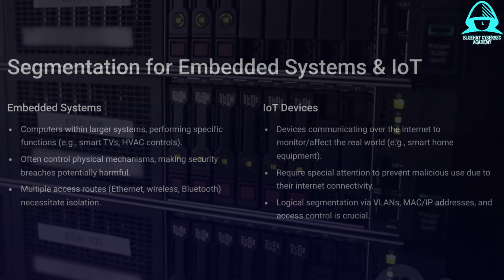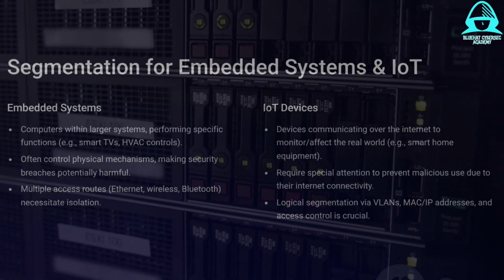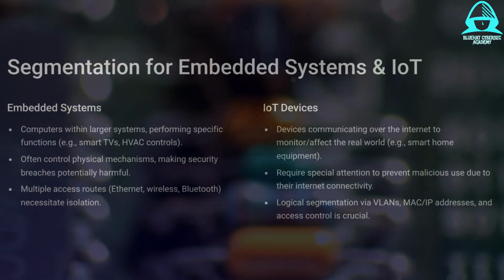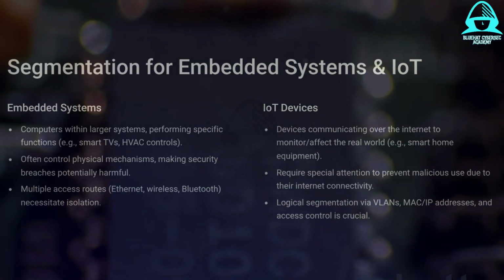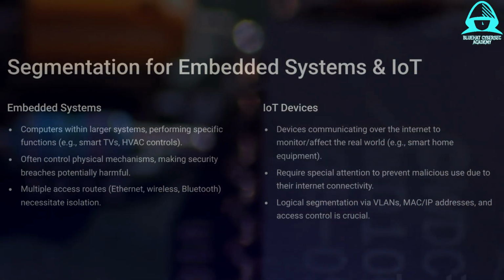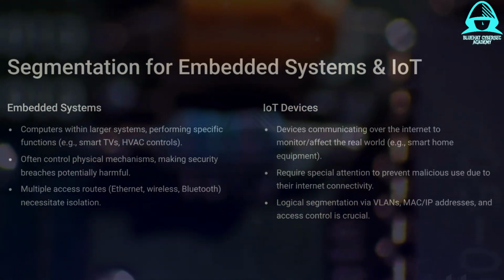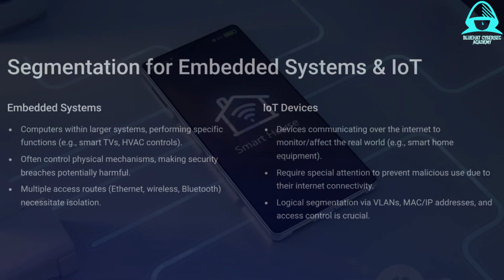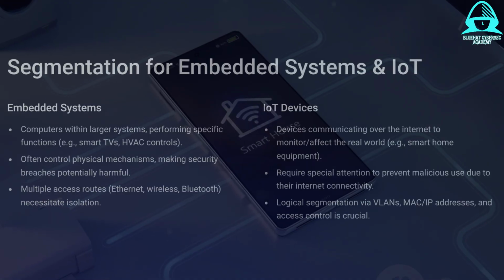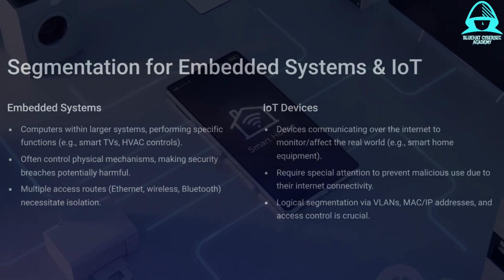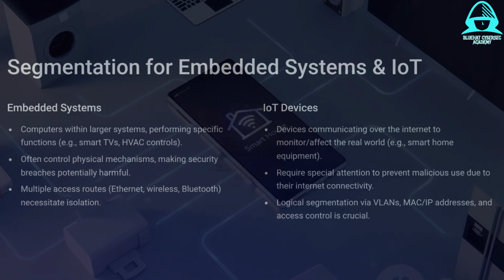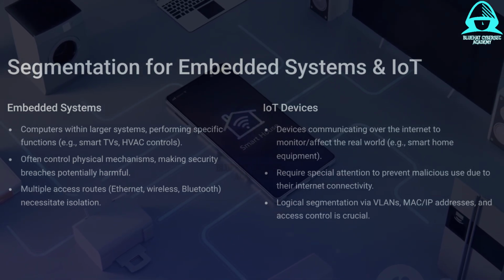Let's now move on to network segmentation for embedded systems and IoT devices. An embedded system is a computer implemented as part of a larger system, typically designed to perform a limited set of specific functions within the larger product. Examples include network-attached printers, smart TVs, HVAC controls, smart appliances, smart thermostats, and medical devices.